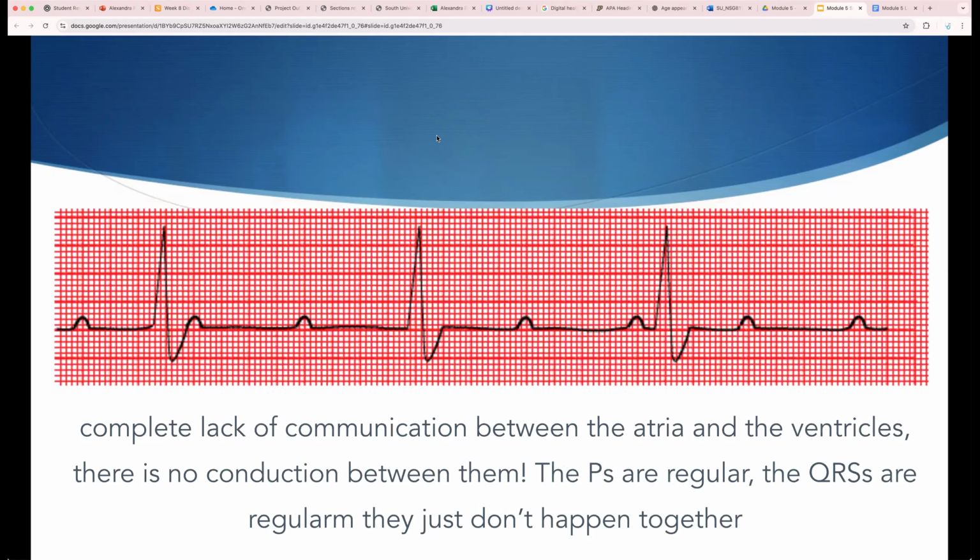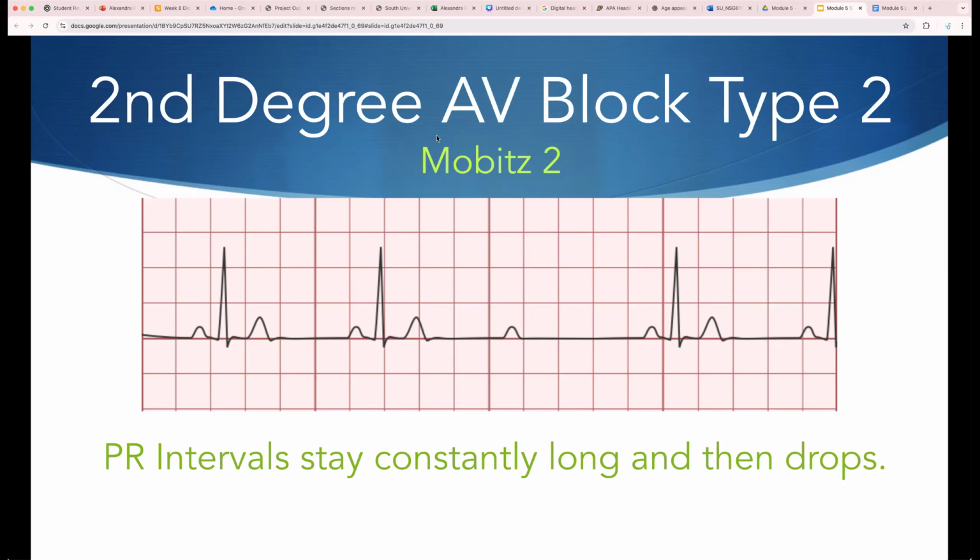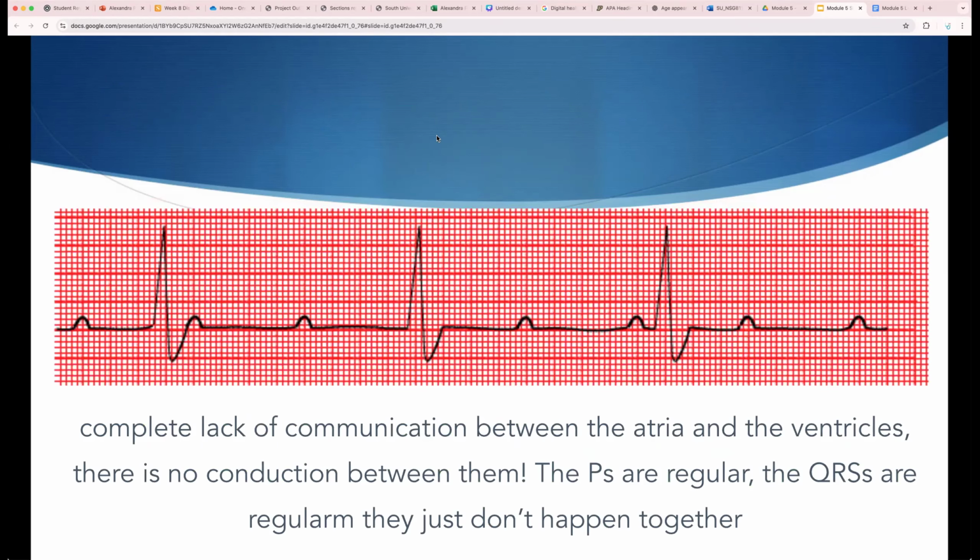That would be very good. That would be second degree AV block type 2. Okay. And finally, what is this one? I don't think this is the last rhythm, right? I think we have, but what is this one called? And what is the tip you can use on NCLEX to help you remember how to identify it?